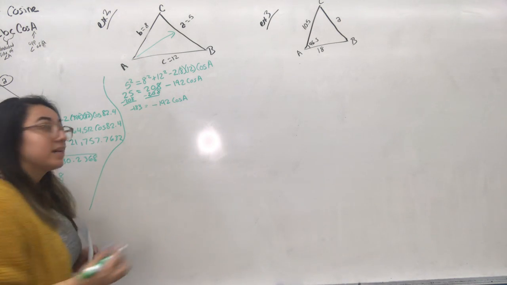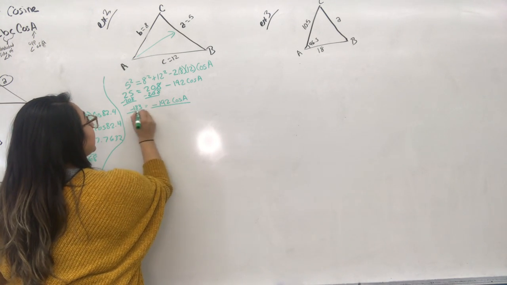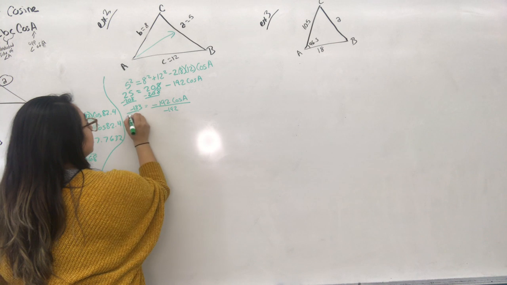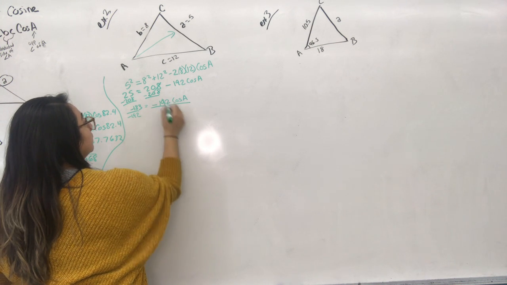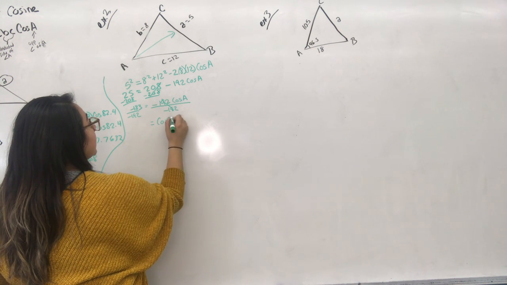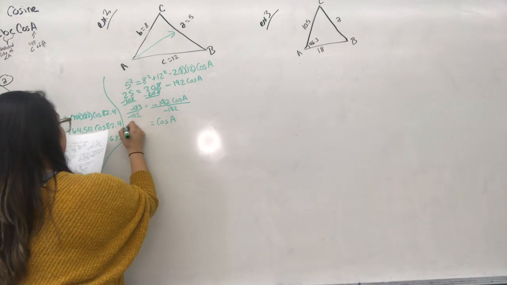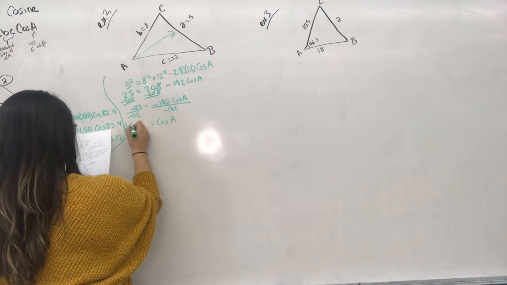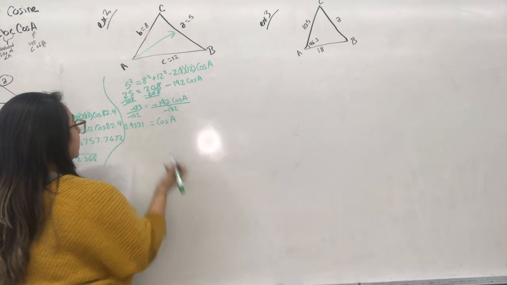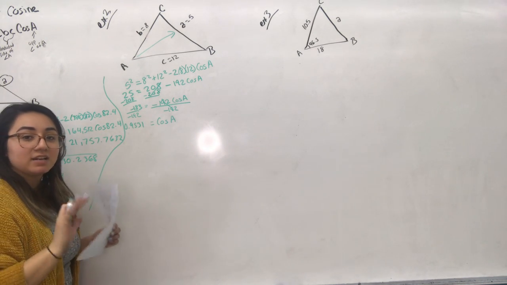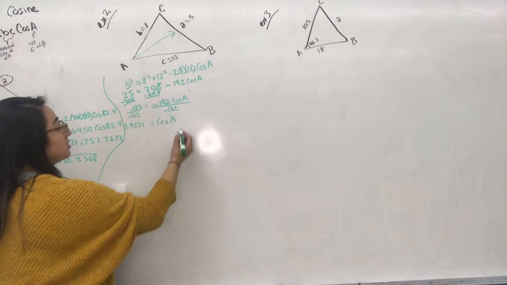Trying to get the cosine of A by itself, you're going to divide both sides by negative 192. When you do that, you have the cosine of A is equal to, you have a decimal, 0.9531. Again, I like to take 2 places, actually 4 places. Keep it there until the very end.